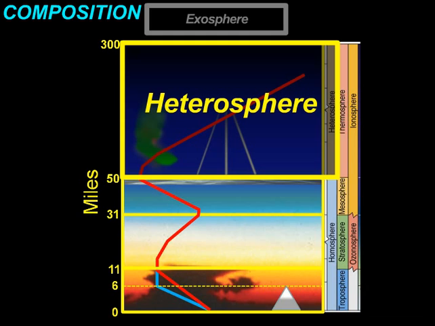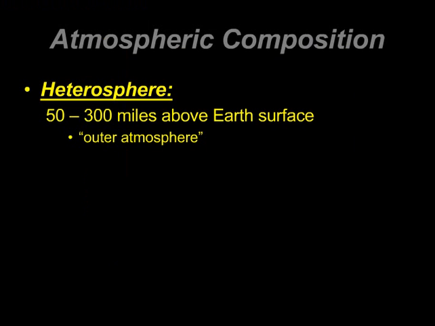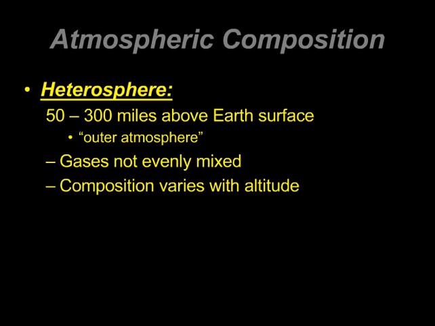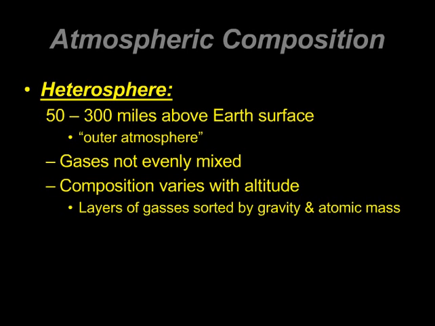And so the heterosphere we find at the top level of our atmosphere, so from 50 to 300 miles above Earth's surface. The heterosphere is also referred to as Earth's outer atmosphere. Here, what we would find composition-wise is a specific pattern in which gases are not evenly mixed. And so what we'd find is the composition of the heterosphere varies with altitude. In the homosphere, there is none of that composition varying with altitude. However, in the heterosphere, we find these distinct layers distinguishing one from the other.